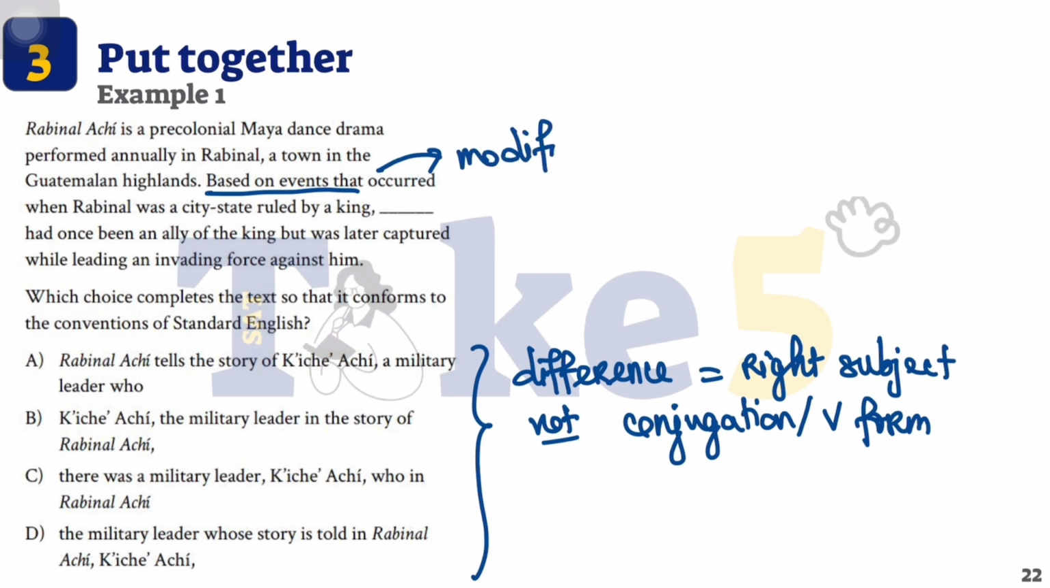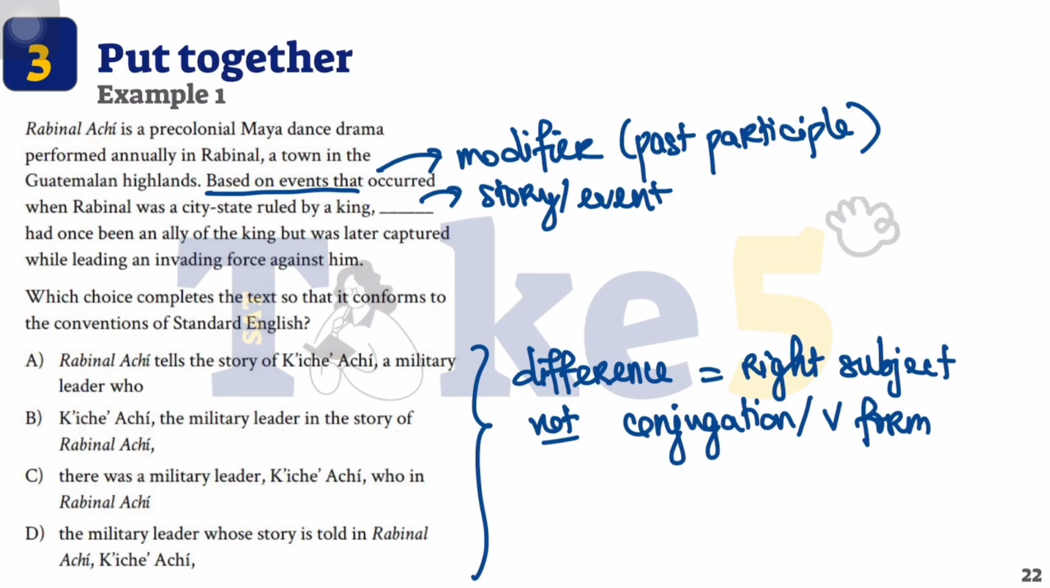So the modifier's verb is in past participle form. So the subject that shares this modifier has to be a story or an event and cannot be a military leader, like answers B and D. Answer A has a dummy pronoun "there," which is incorrect because you cannot use this pronoun as the subject of the past action based on events. The only correct answer, therefore, is A.